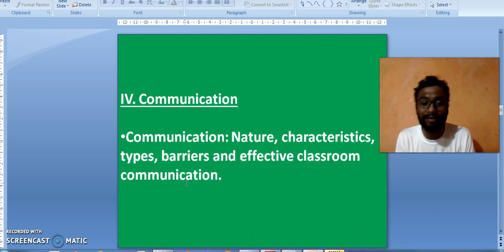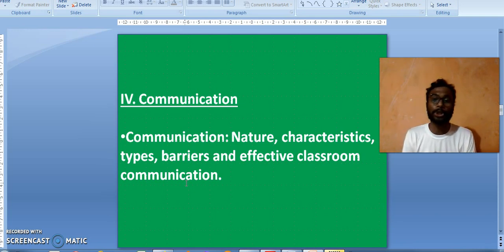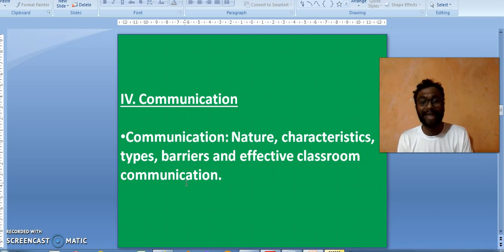We have the fourth part, which is communication. For communication you should know the nature, characteristics, types, barriers and effective classroom communication. Each and everything you should be very clear about, right?